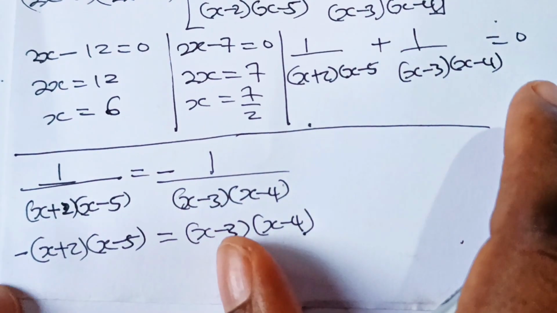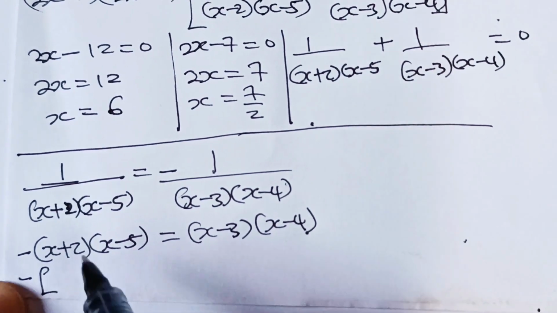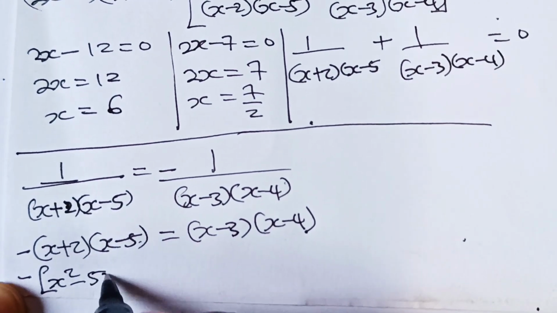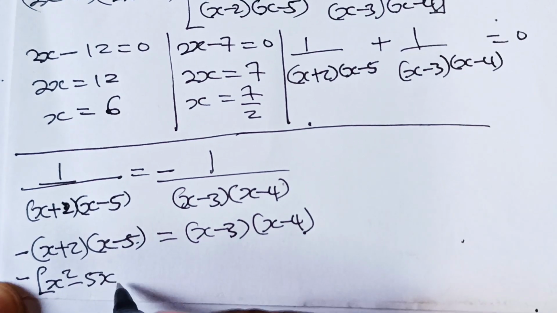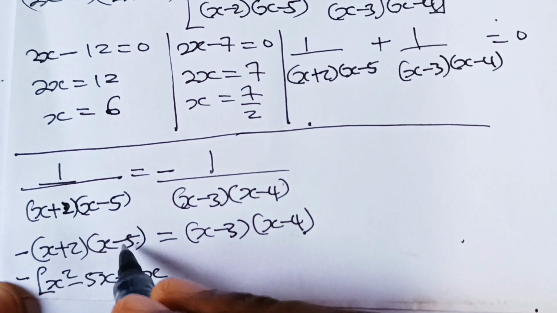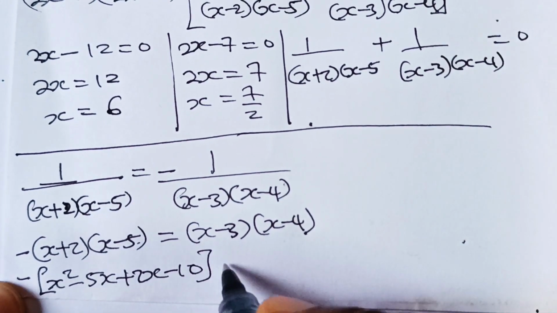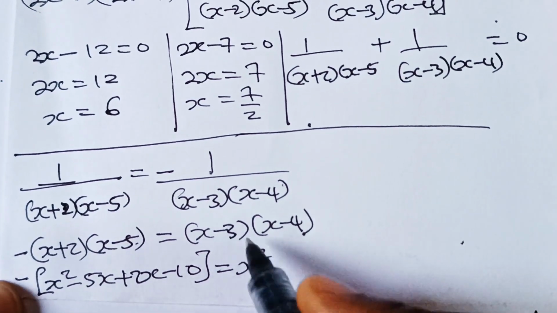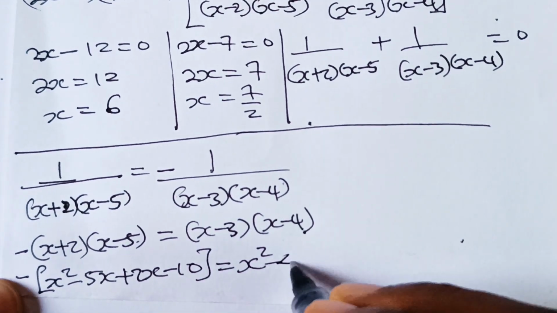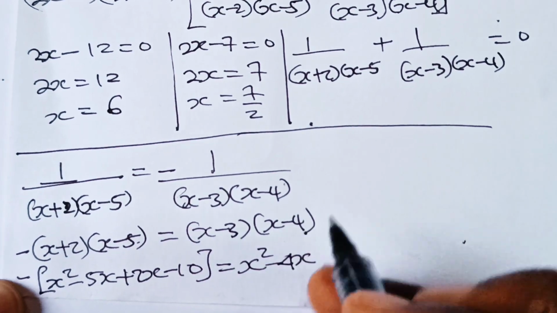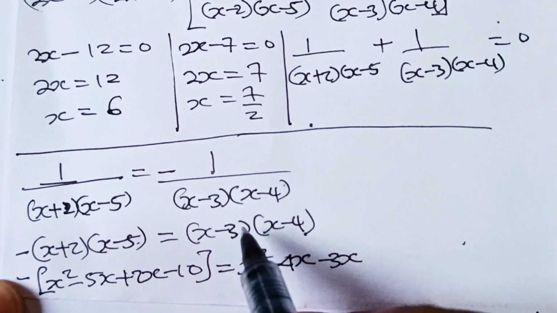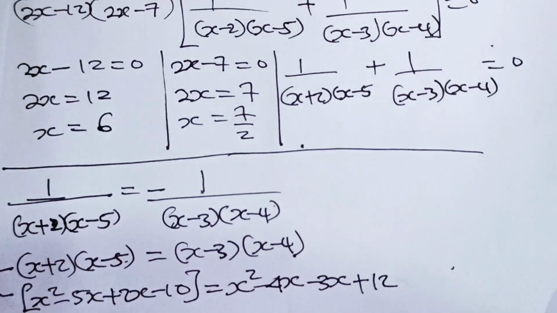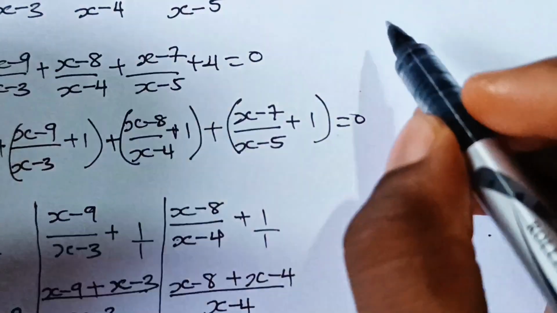So if you open our bracket, you have minus into x times x is x squared, x times minus 5 is minus 5x, plus 2 times x is plus 2x, plus 2 times minus 5 is minus 10, is equal to, then here x times x is x squared, x times minus 4 is minus 4x, minus 3 times x is minus 3x, and minus 3 times minus 4 is plus 12. All right. Now permit me to draw my line.